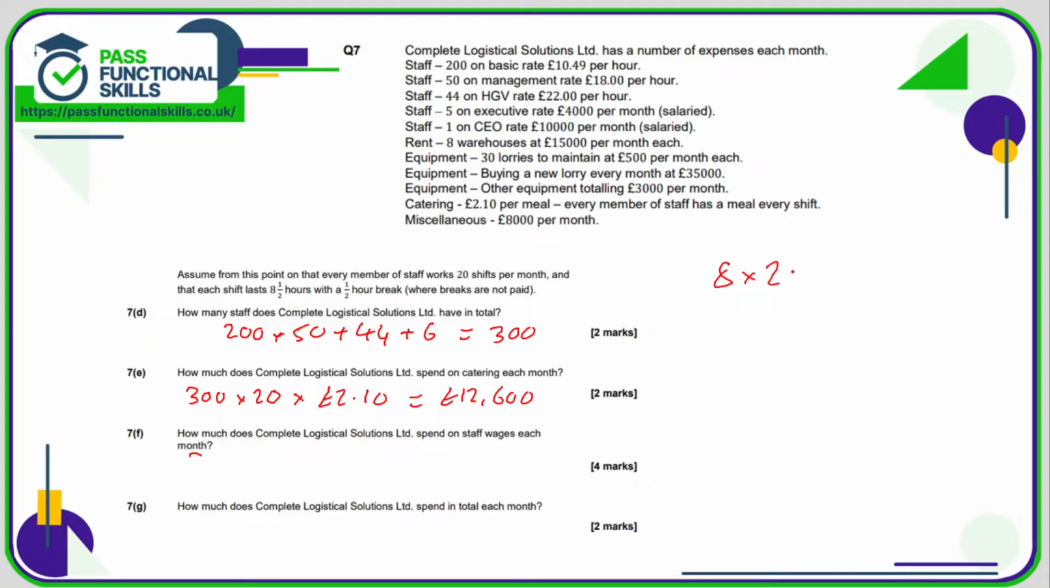So it's going to be 8 times 20, and that's going to be multiplied by the 200 members of staff, and then that is times the £10.49 per hour. If we just type that into the calculator, that comes to a total of £335,680. We can do a similar calculation for the 50 on management rates.